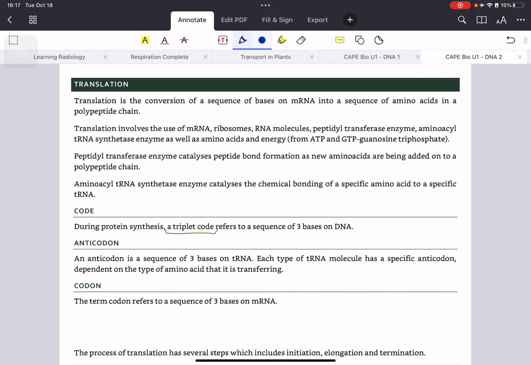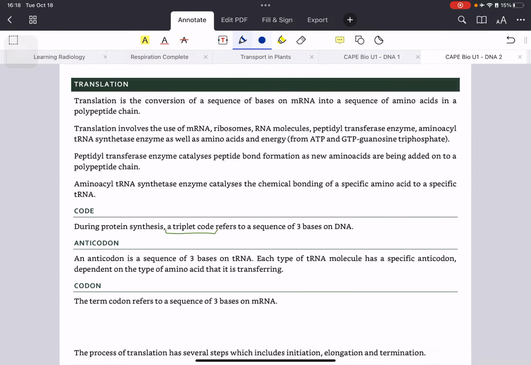So translation is the conversion of a sequence of bases on mRNA into a sequence of amino acids on the polypeptide chain. So we're actually going to make amino acids now. There are quite a few things that you would expect that are needed for this, right? So you have mRNA, ribosomes, RNA molecules, the enzyme peptidyl transferase, amino acid tRNA synthetase, as well as amino acids and obviously energy, right? And you'll see how all of these work together in a diagram soon enough.